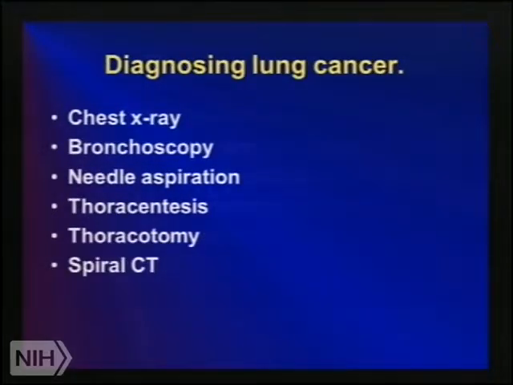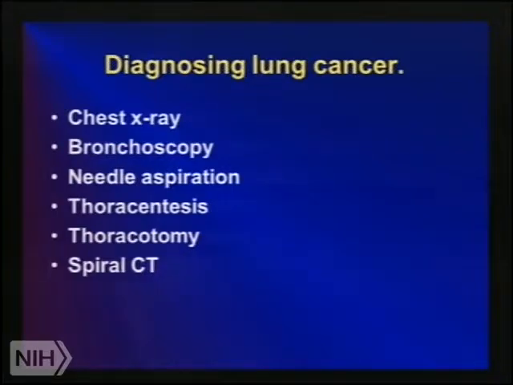So traditionally, it's done using chest X-ray, but then one can also do bronchoscopy, whereby they stick a tube down your throat and look for tumors. You can do needle aspiration, stick a small pin into the tumor and see if you get tumor cells. You can remove lung fluids with thoracentesis and look for cancer cells in the fluids. You can do surgery of the lung.